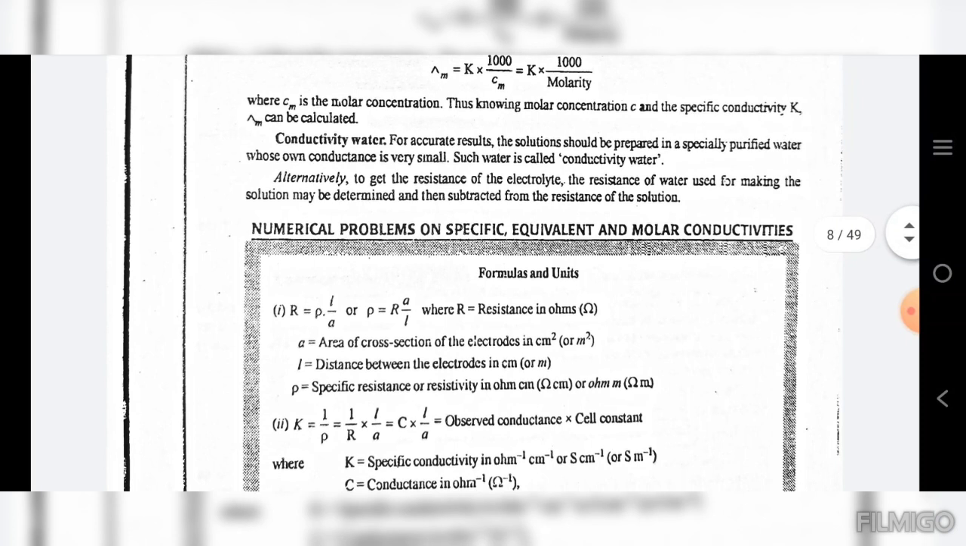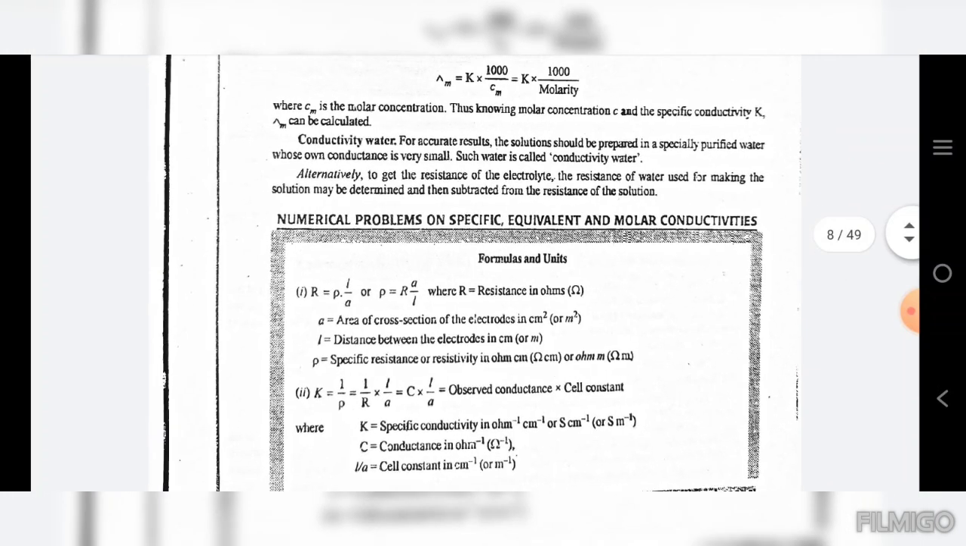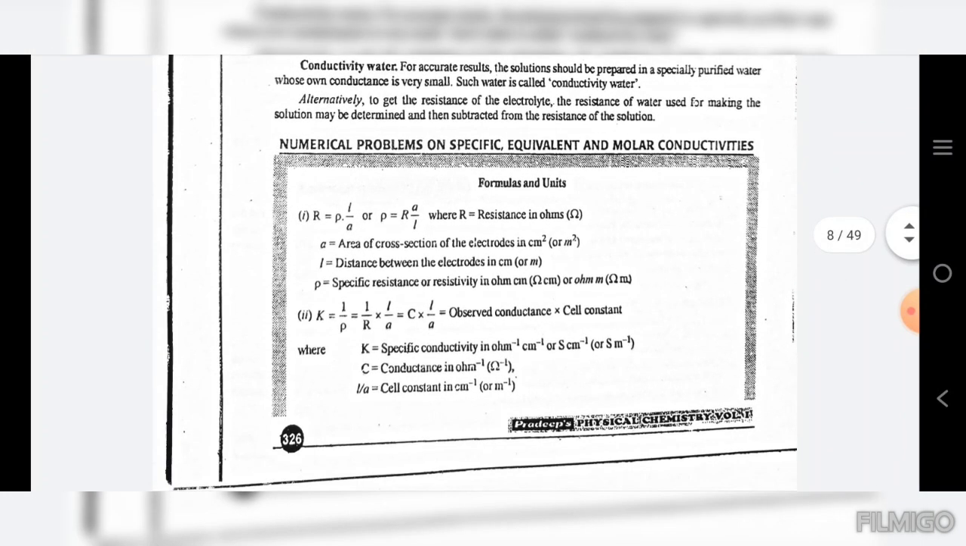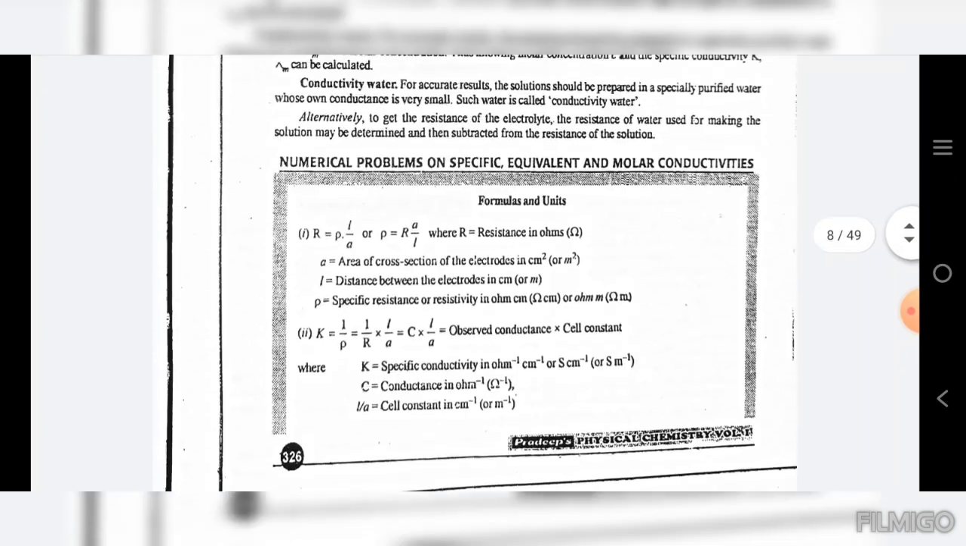Conductivity water. For accurate results, the solution should be prepared in specially purified water whose own conductance is very small. Such water is called conductivity water. Alternatively, to get the resistance of the electrolyte, the resistance of the water used for making the solution may be determined and then subtracted from the resistance of the solution.